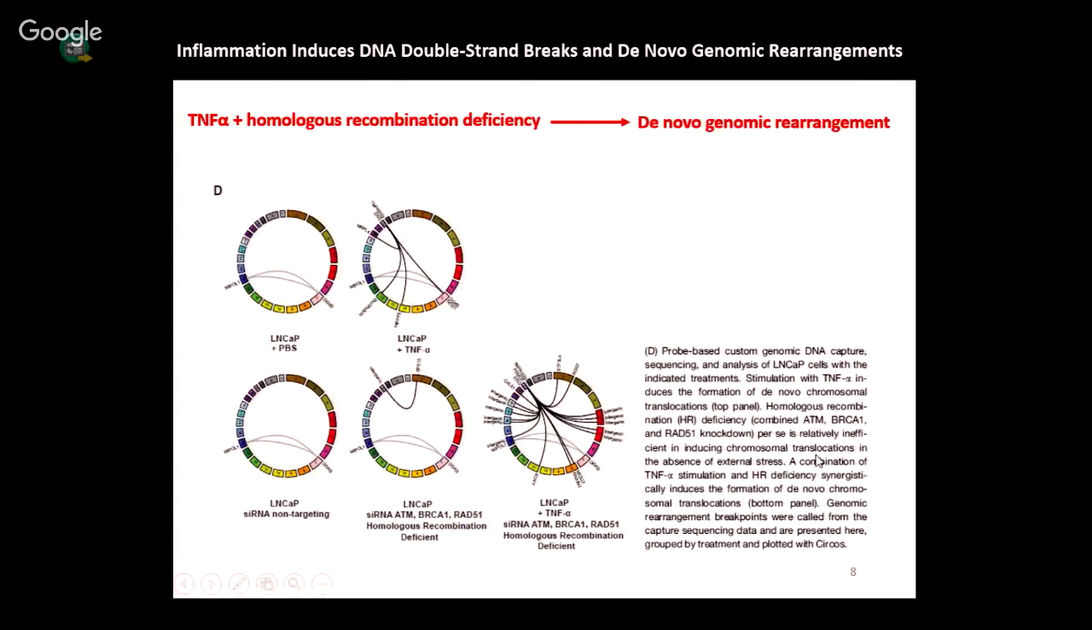And they also study LNCaP cells treated with PBS or TNF-alpha, and they observed robust formation of de novo genomic rearrangement upon TNF-alpha stimulation. However, a defective homologous recombination in the absence of an external stress is relatively inefficient in the formation of genomic rearrangements. A combination of TNF-alpha stimulation and homologous recombination deficiency further increased the formation of de novo genomic rearrangement.